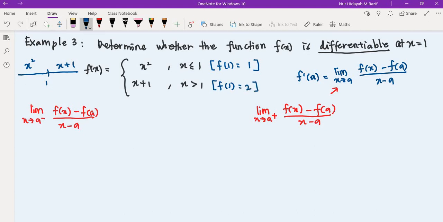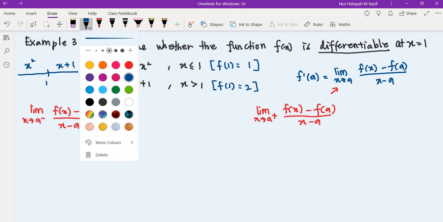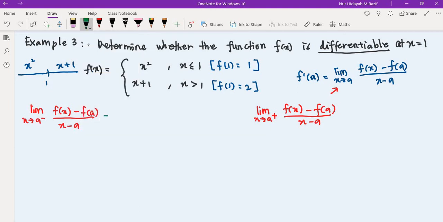Okay. So what we are going to do here, we are going to put those values and function ke dalam kita punya apa yang kita nak cari. So saya nak cari now limit of f(x) untuk x yang menghampiri 1 dari sebelah kiri. So 1 dari sebelah kiri fungsinya adalah x kuasa 2, tolakkan f(a), saya dah kira nilainya adalah 1 and then dibahagikan dengan x tolak a, x tolak 1. Okay, so x menghampiri 1 dari kiri.